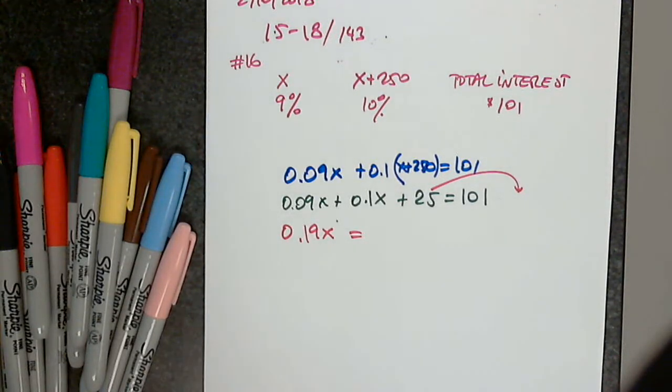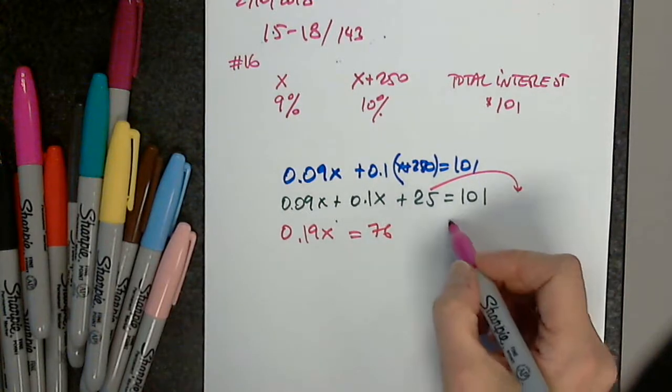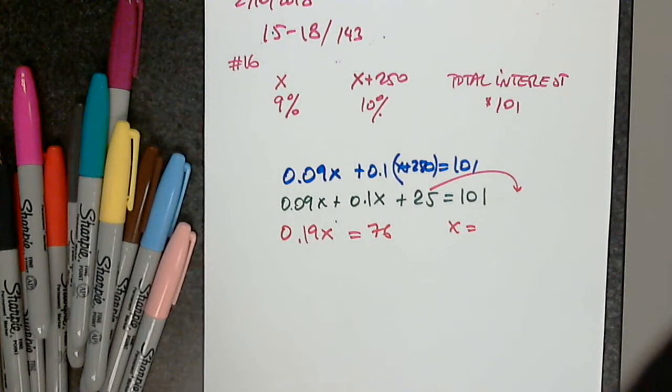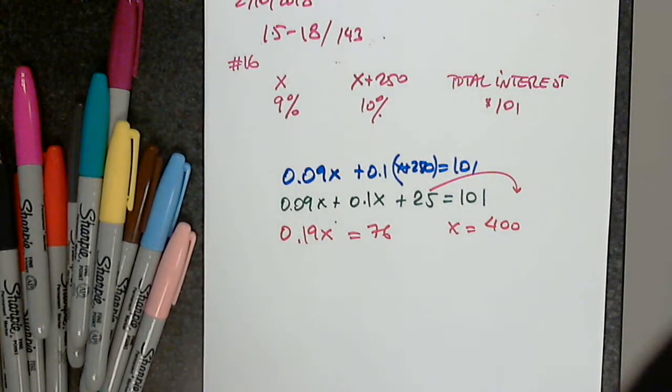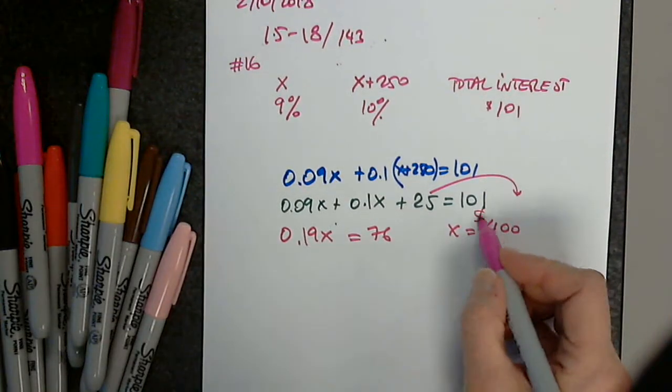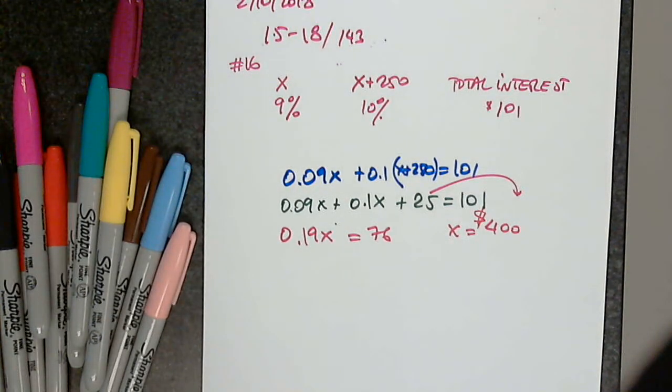So what now? You got 76 on the other side. So you subtract 25. Very good. And x equals? 400. We'll check in a minute. Measurement unit? We don't trust anything. Measurement unit, what is 400? Meters, seconds? Dollars. Of course. Thank you.